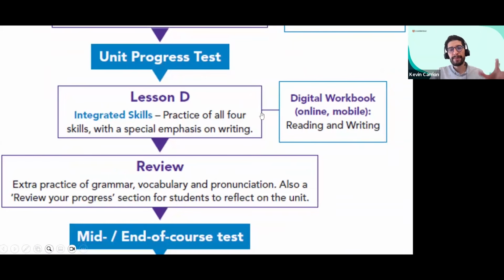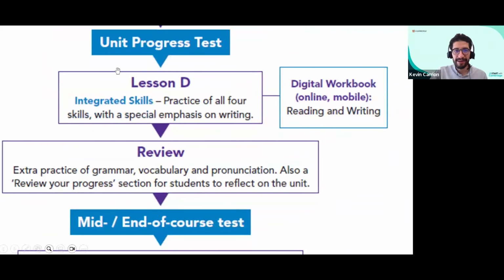Then we do the unit progress test, maybe digitally. Everything is perfect. We check the results, and then we go to lesson D. In lesson D, we have an integrated skills lesson. We are going to find practice of the four skills in this lesson. So we will find some reading tasks, some listening tasks, some writing, and some speaking. The four skills are involved in lesson D, the integrated skills lesson.